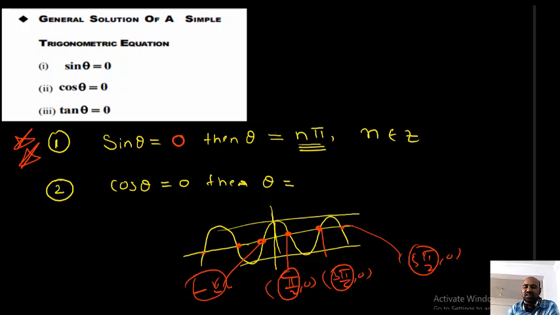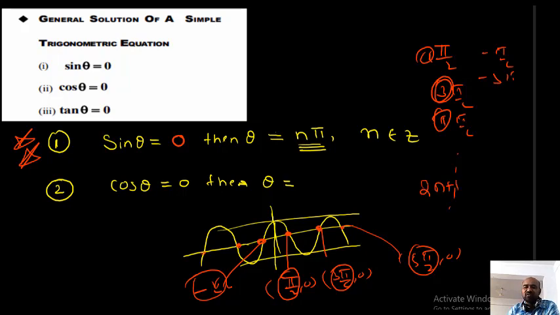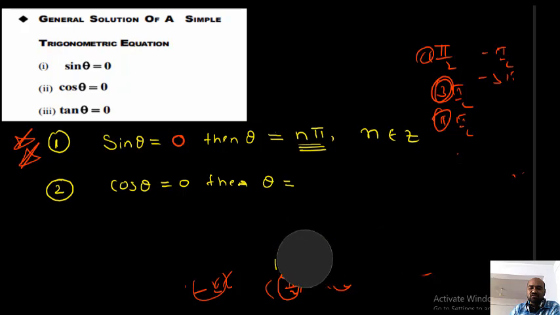So what can I say? One is pi by 2, another is 3 pi by 2, 5 pi by 2, and so on, minus pi by 2, minus 3 pi by 2. Observe, 1, 3, 5 means an odd multiple of pi by 2. That's what I can say. Your theta should have the form 2n plus 1 into pi by 2, where n belongs to Z. Take any integer. 2n plus 1 means what? Either 1 or 3 or 5 and so on. That's why I can say cos theta equal to 0.